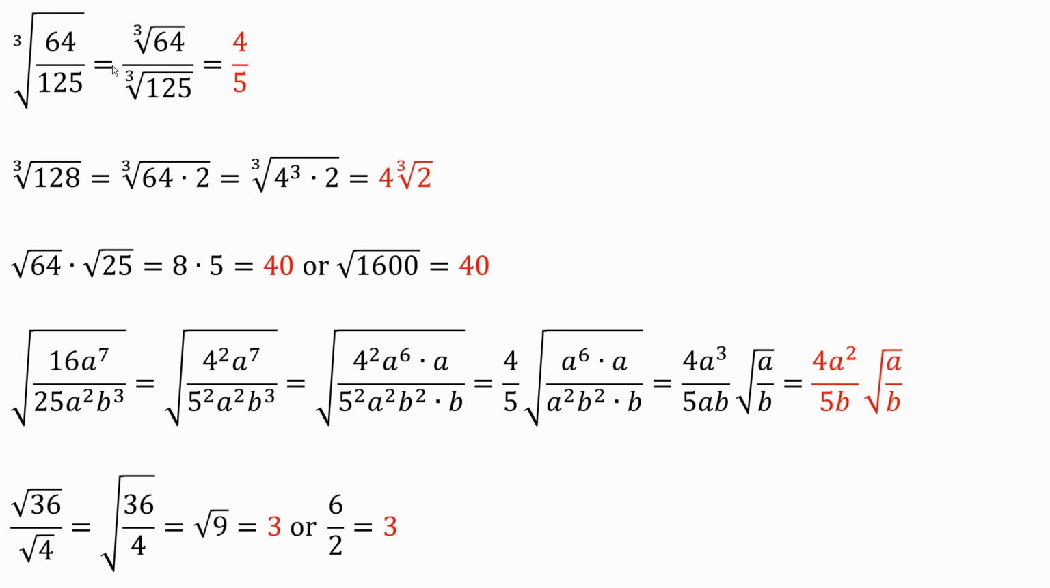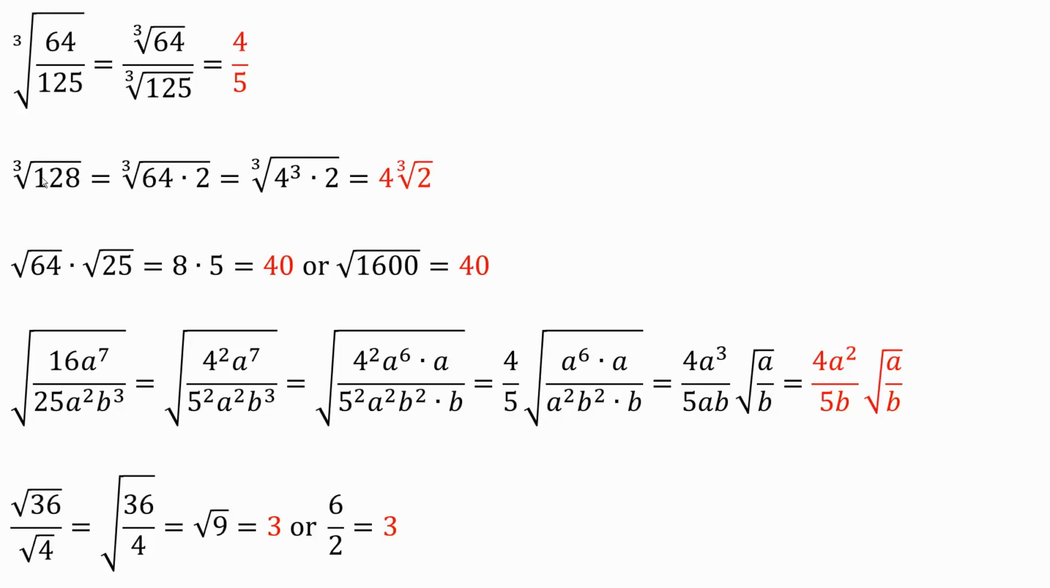And so for this problem right here, I'm using the quotient rules for radicals, and I'm splitting the numerator and denominator. So I'm going to get the cube root of 64 divided by the cube root of 125. And I know the cube root of 64 is 4, and I know the cube root of 125 is 5. And so the answer is 4 divided by 5. So this is the next problem.